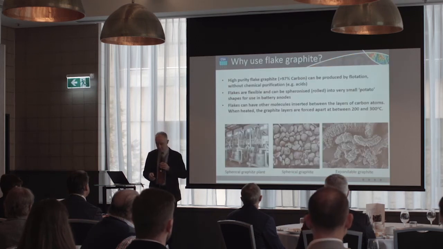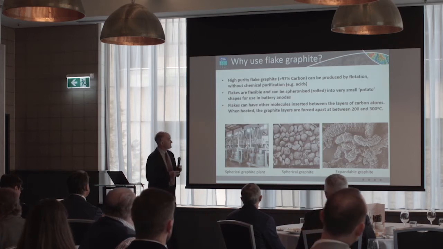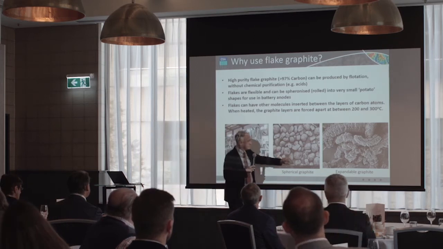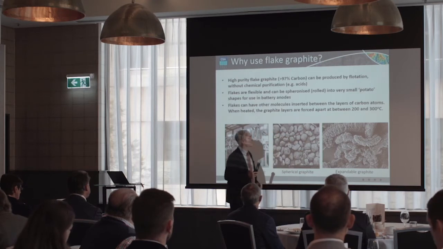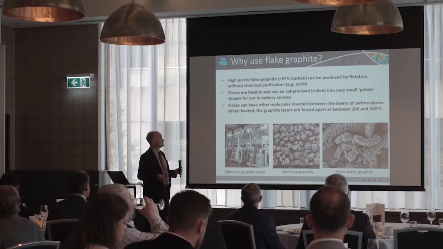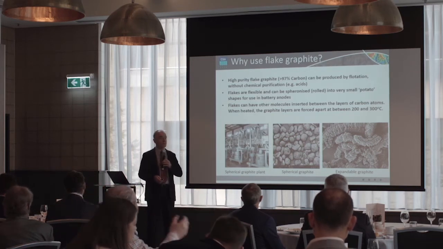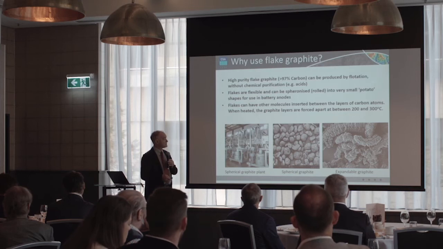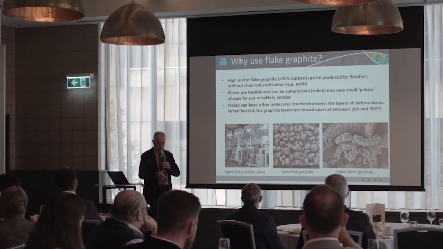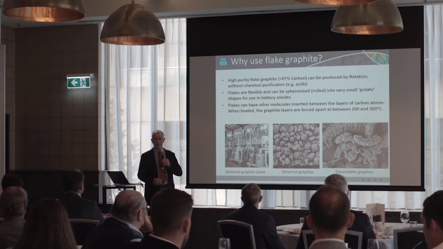We don't need to read all the details on these, but what I'd like to highlight are these pictures here of spherical graphite and expandable graphite. And that's the hallmark and the reason we need flake graphite, because it's the one type of graphite that can be used to make these forms, which are used in batteries and battery anodes. These here, that's a plant for making spherical graphite in China.